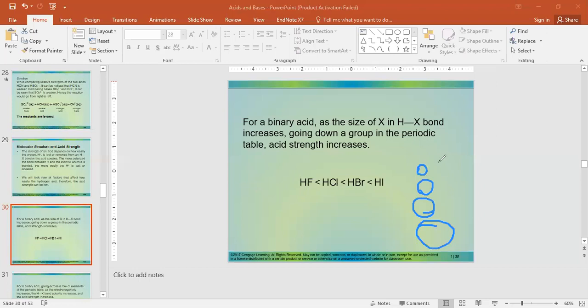Now, remember, each of these has a hydrogen, hydrogen, hydrogen, and hydrogen. Now, the question we are supposed to ask ourselves is, in which of these four cases is the hydrogen held strongest to the halogen? Can I hear from you?